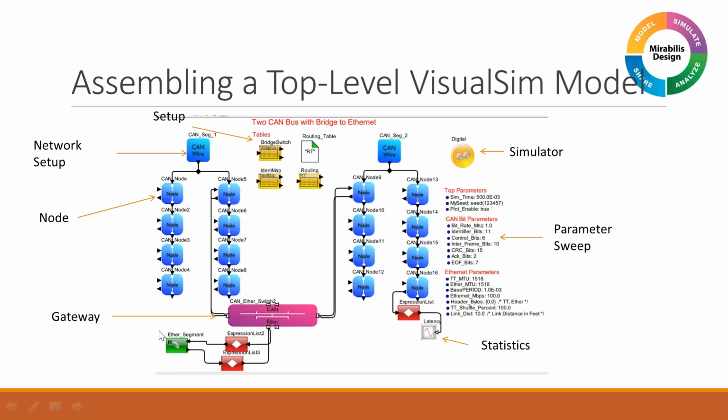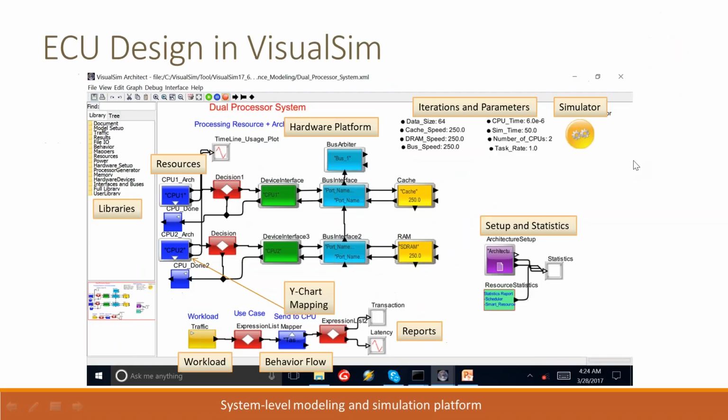What's the clock speed of the buses and processors on each of the ECUs? So you can vary all of those to try out different experiments. So within an ECU itself, so that was the top level. Within the ECU itself, you can have multiple processors. You can have what's called the use case or the behavior flow.